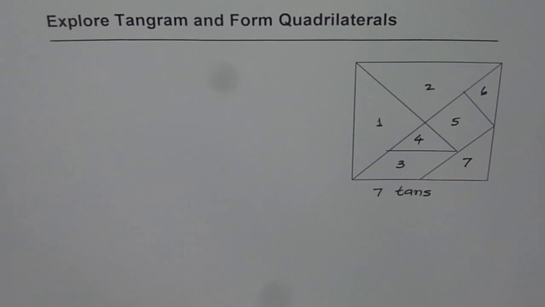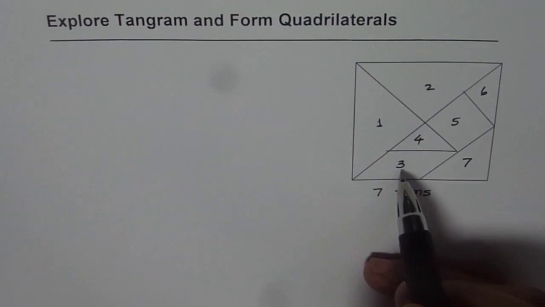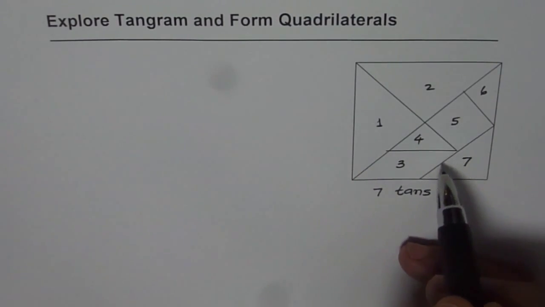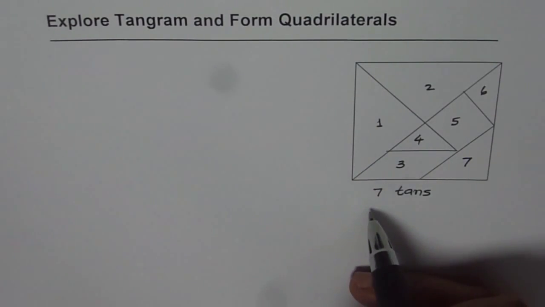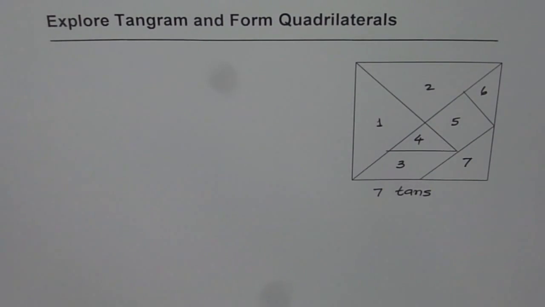Now what we are going to do here is, first, identify quadrilaterals. When you combine all of them, you get a square, and that is one quadrilateral, right? Now we have piece number 3, which has 4 sides. You can see that, and that is a parallelogram. Piece number 5 is a square. That is also a parallelogram.